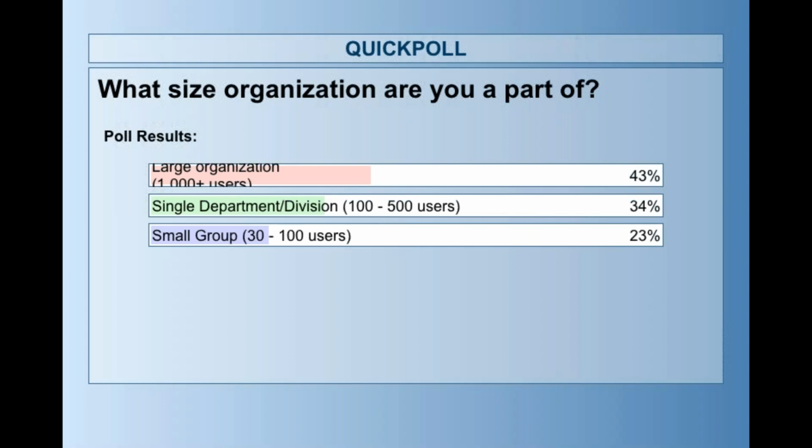All right, let's see what we have for results. Okay, well, we've got a lot of folks from a large organization, probably the biggest group, and then single department, 100 to 500. So we definitely are weighted towards larger organizations, and about a quarter of the folks are in small groups. So I'll make sure that we give plenty of real world examples of large organizations and single departments of up to 500 users. We'll spend a lot of our real world examples there, but I'll also give at least one example of smaller groups as well, to satisfy those folks. So let's talk about some of our real world examples.